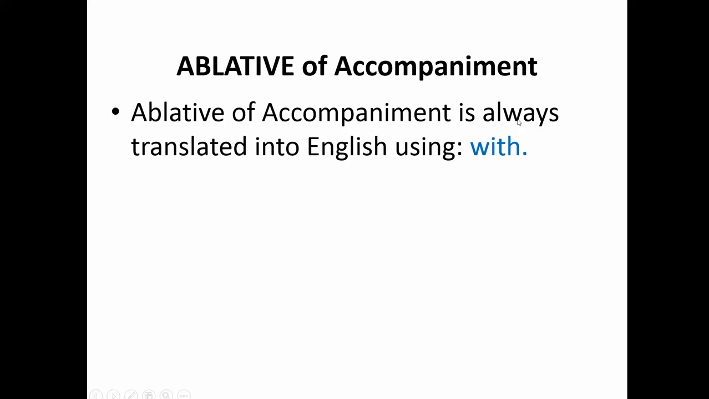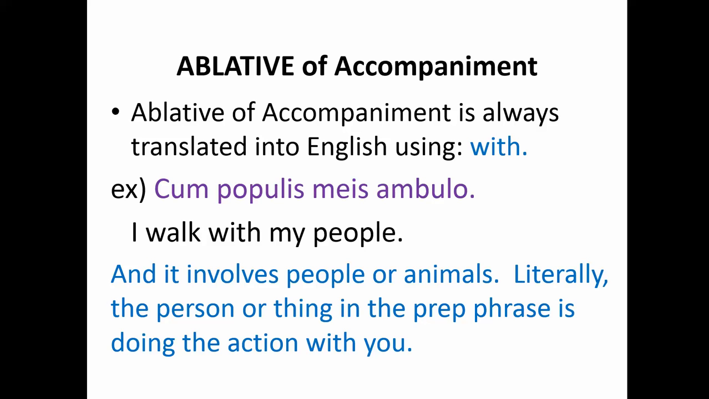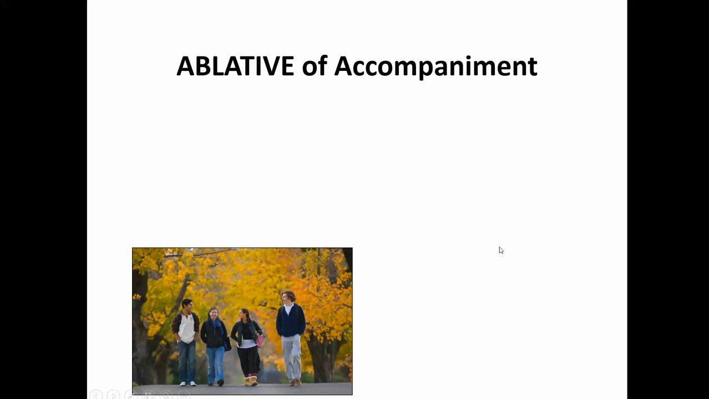So what about that use of cum then? Because cum does mean with. Let's return to that. Well, that's called the ablative of accompaniment, and you do need to know about this as well. And it's always translated using with. Cum populis meis ambulo says, I walk, right, ambulo, with my people. This means that the people are walking with me. They are accompanying me in the action. It always involves people or animals, and literally the person or thing in the prepositional phrase is doing the action with you. They are accompanying you in it.